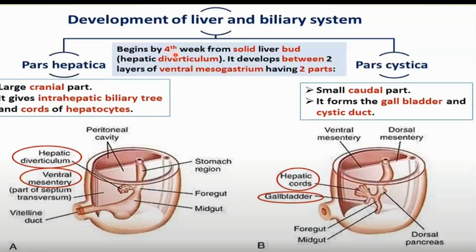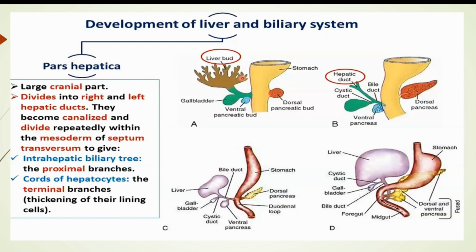Development of the liver and biliary system starts by the 4th week through the liver bud. The cranial part forms the pars hepatica, which forms the intrahepatic biliary tree, the liver and the cords of hepatocytes, and the caudal part called the pars cystica forms the gallbladder and the cystic duct. As the cranial part grows, it divides into right and left hepatic ducts, which get canalized, and it undergoes further division to form the intrahepatic biliary tree and the cords of hepatocytes. The caudal, distal part gets canalized, elongates and forms the gallbladder and the cystic duct.